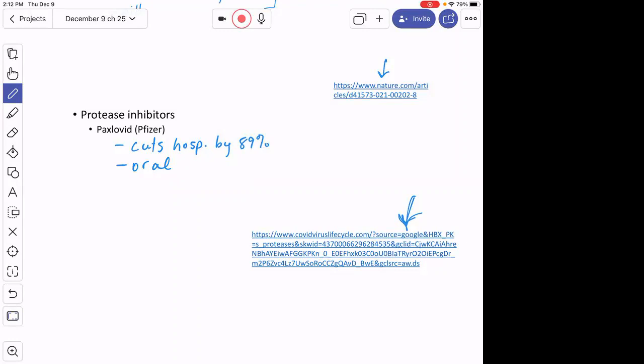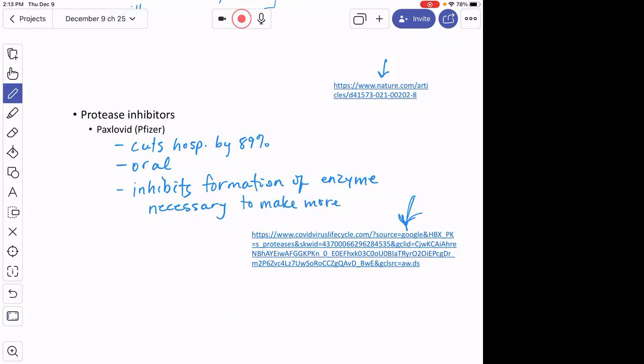All right, so if I could write that out, it inhibits formation of that enzyme, RNA-dependent RNA polymerase, necessary to make more RNA.